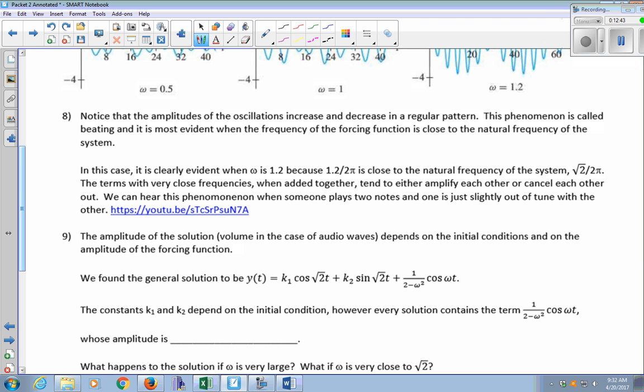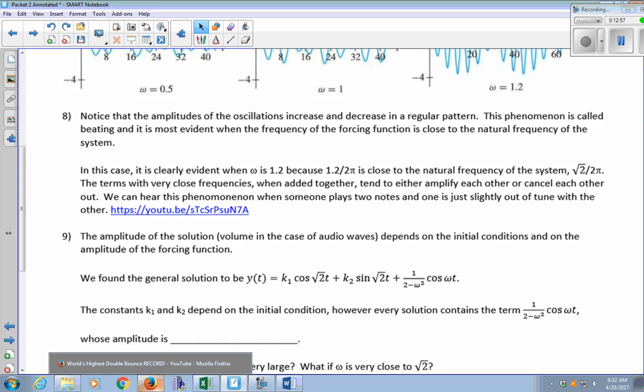The terms with very close frequencies, when you add them together, they tend to either amplify each other or cancel each other out. And you can hear this when somebody plays two notes and one is just slightly out of tune with the other. You hear the volume seems to increase and decrease.